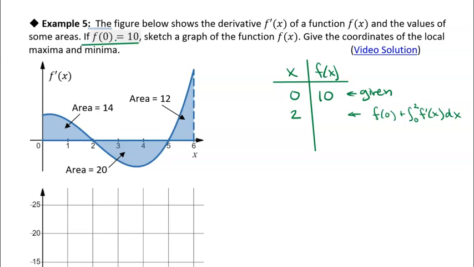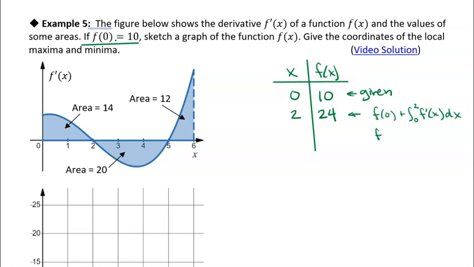Okay, but I caught it in time because now, in order to find f of 2, I'm just going to take that value at 0 and add on 14, so I get 24. Okay. Now the next value that's easy to find is 5, right? Because what I'm given is the integral, right? This area here, between 2 and 5, which gives me the value of the integral.